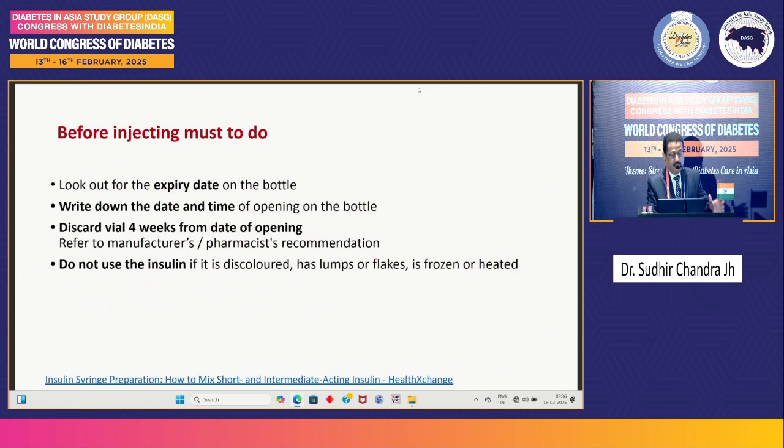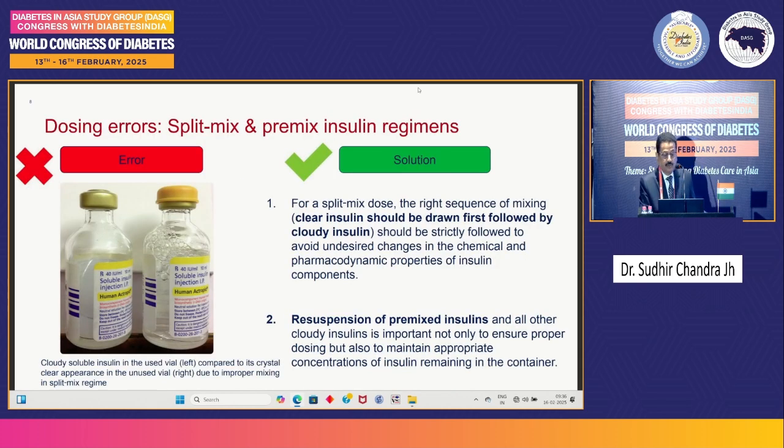Expiry date: write down the date and time of opening the bottle, and discard vials 4 weeks from the date of opening. And sometimes manufacturers' and pharmacists' recommendations are very important to guide us. Do not use insulin if it is discolored, has lumps or flakes, or is frozen or heated. Dosing errors: for a complete mixed dose, the right sequence of mixing should be strictly followed to avoid undesired changes in the chemical and pharmacodynamic properties.